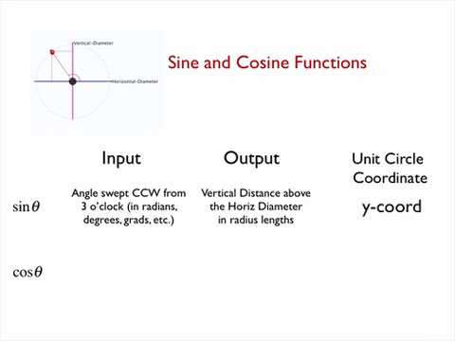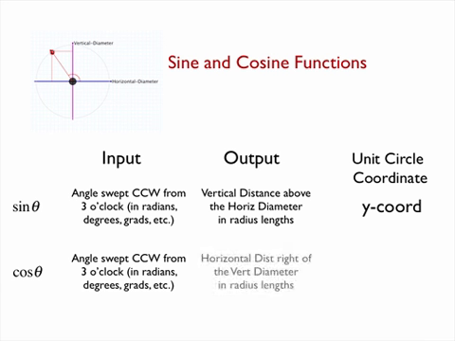Okay, what about the angle for cosine? The input angle should be the same thing. Exactly the same, the exact same input for cosine. What's the output of cosine? What does cosine give us? That's right, the horizontal distance right of the vertical diameter.